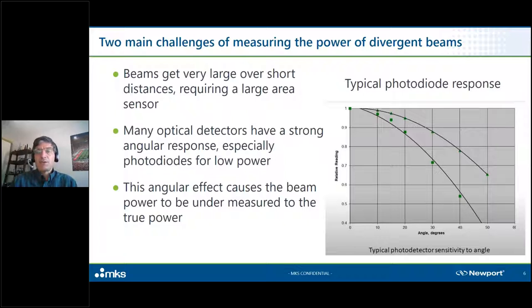So what you can see is that if you simply stick a divergent laser source up to a photodiode sensor and turn it on, the areas in the middle of the beam are hitting the sensor at pretty much a 0 degree angle, and they'll get the full photodetector response. But as you go towards the edge, the response of the photodiode will become weaker and weaker as the angle gets larger. So what will happen is that you can very seriously undermeasure the output power of the laser due to this angular effect of photodiodes. So in many cases, you simply can't stick these lasers up to a typical photodiode sensor and get a reading, because the reading is going to be affected by the angle.